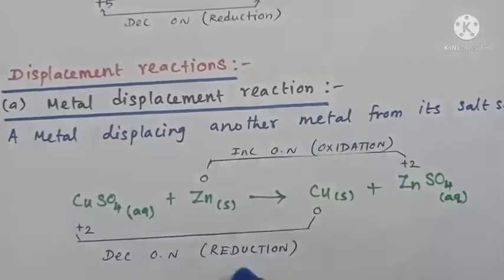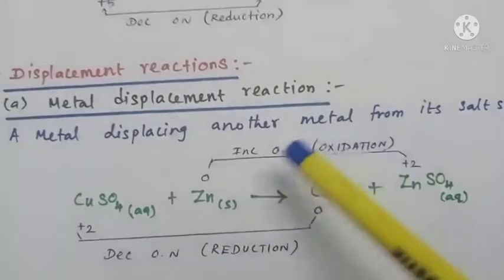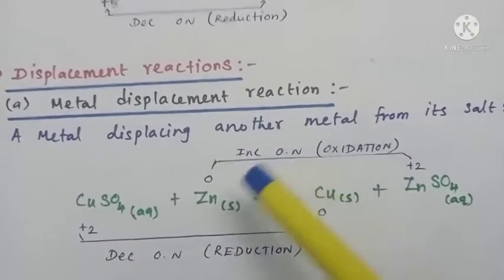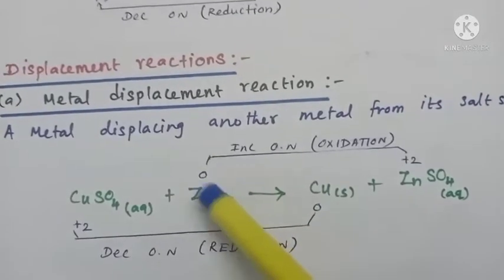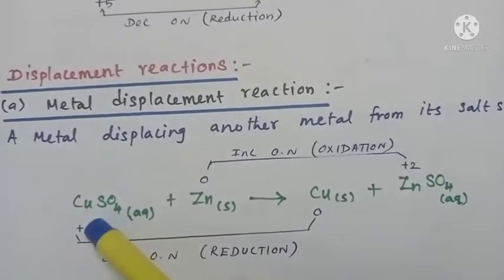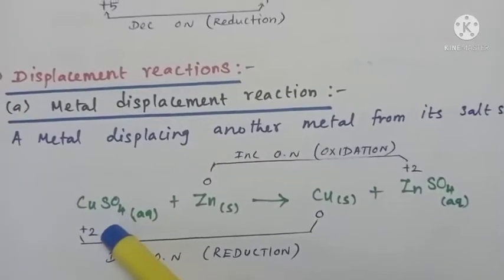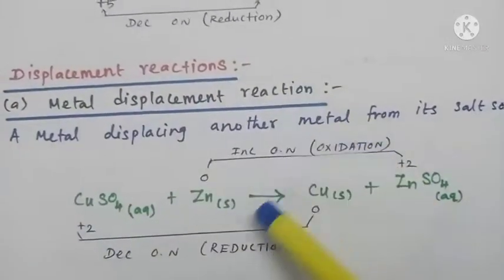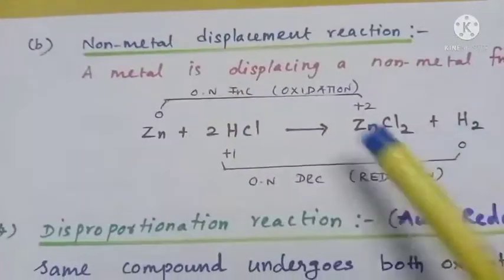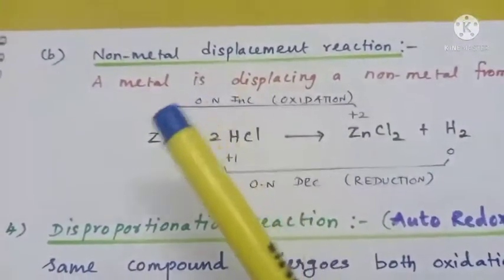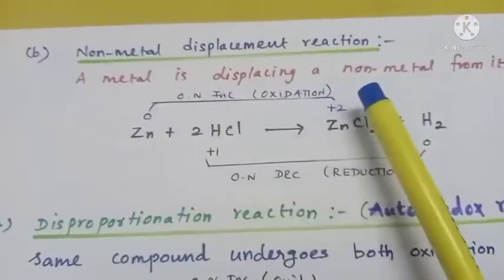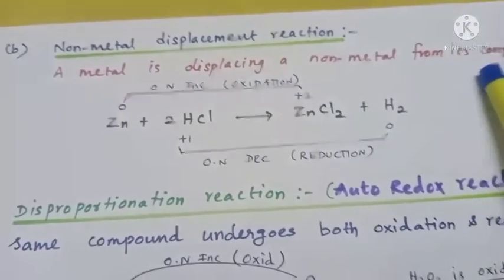Both oxidation and reduction occur. So it is an example for redox type of reaction in which a more electropositive metal is displacing a less electropositive metal, or a metal is displacing another metal from its salt solution. So that's why it's a metal displacement reaction. Okay, right. The next one, non-metal displacement reaction, which means a metal is displacing a non-metal from its compound, isn't it?